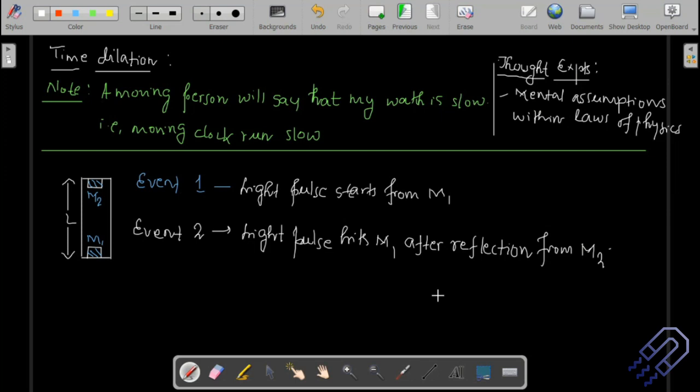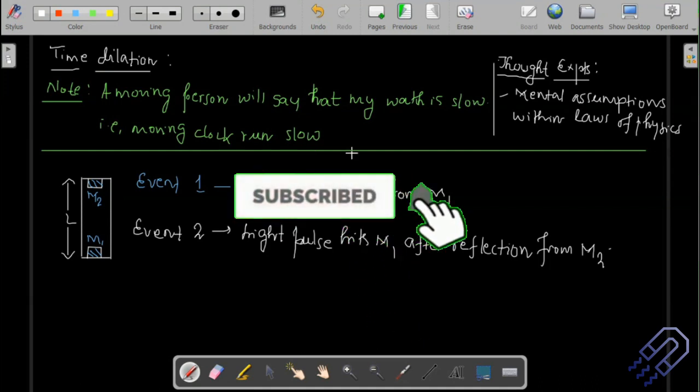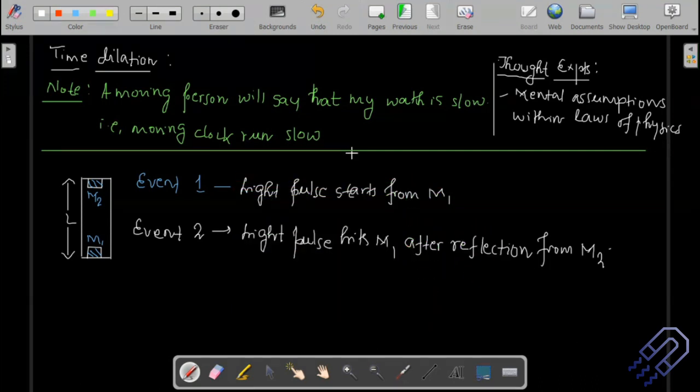So there was a way out, which is called a thought experiment. Thought experiments are nothing but some kind of mental assumption where we stick to the laws of physics and believe that yes, this will work. So we're going to do that thought experiment today. In time dilation, the underlying concept is that a moving person will say that my watch is slow. If a person is moving, the clock will run slower. It depends from which frame of reference you're observing, and you have to consider this as relative.